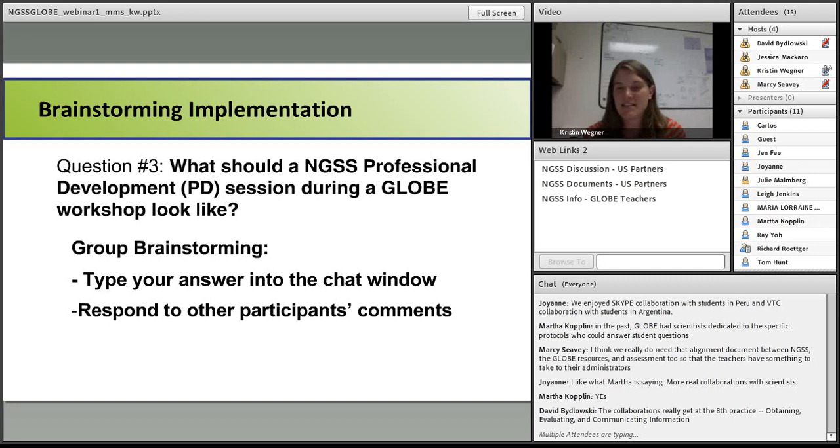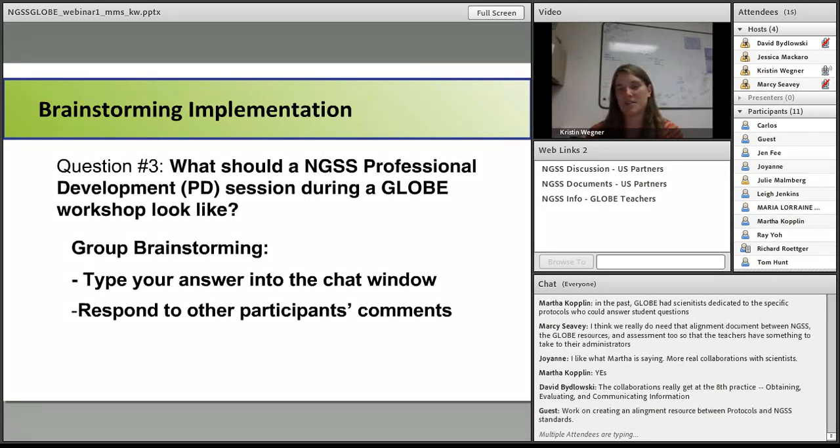Awesome. So Dave says the collaborations really get at the 8th practice, obtaining, evaluating, and communicating information. I think that's one of the challenges too that a lot of teachers or schools might face of how to connect with scientists or how to get the experts in that. And so we do have the GISN, the Globe International Scientist Network, and so this is something that already exists, and so it's nice to show that this does fit the 8th practice.